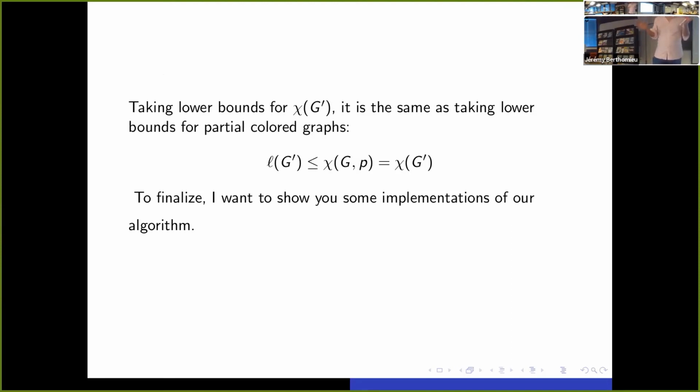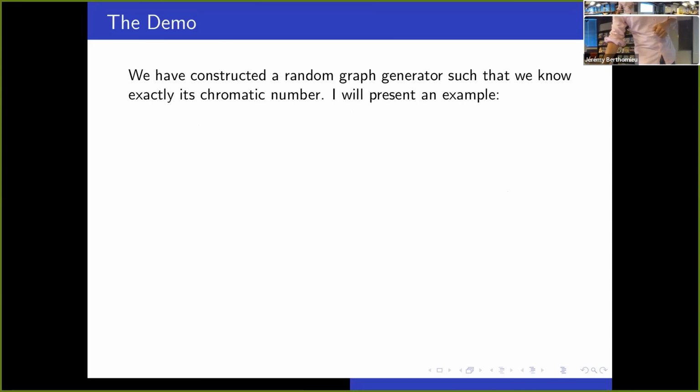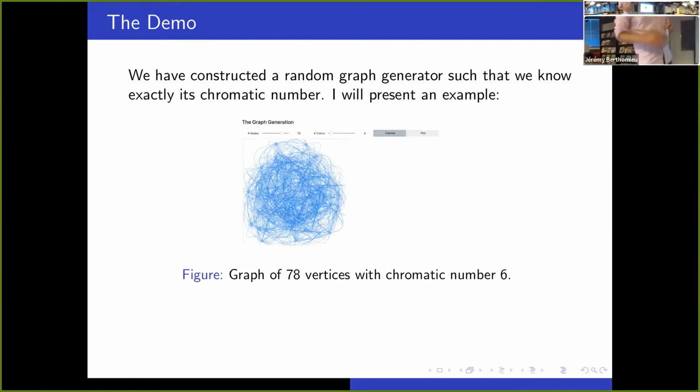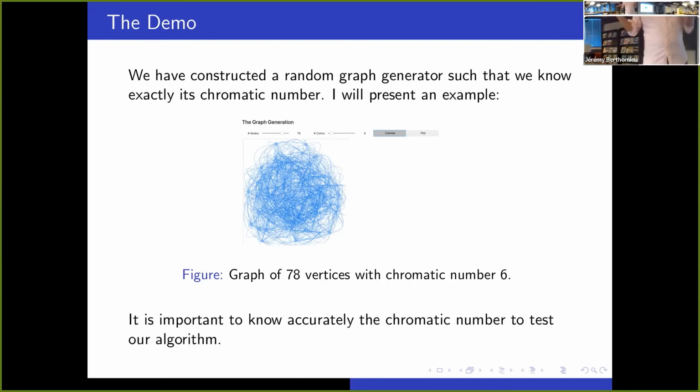some implementations of this. I want to show you this implementation, the demo. To construct this, we first constructed a random graph generator such that we know exactly its chromatic number for each graph. I will present an example. For example, here we have constructed a graph with 78 vertices with chromatic number 6. And it's important to know accurately the chromatic number to test our algorithm.